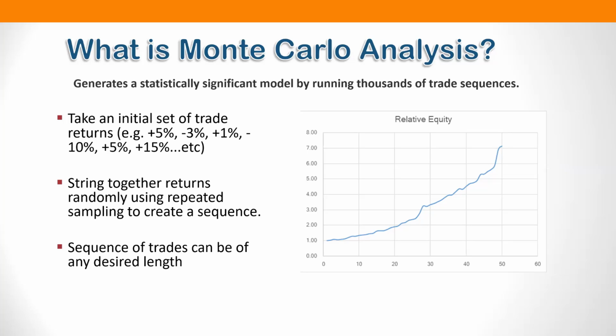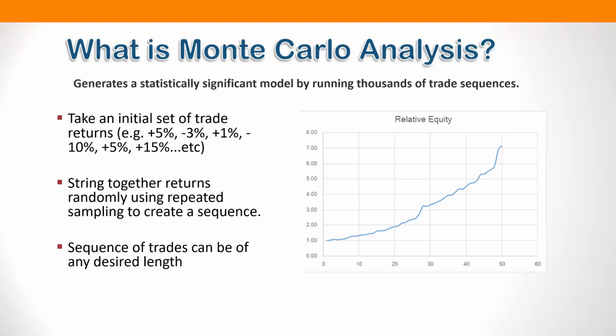So for instance, you may have run a backtest or somehow figured out that some trades in your plan were going to make, say, a sequence of plus 5%, minus 3%, plus 1%, 10%, etc. But when you think about that, that's really only one possible sequence. If you've done a backtest and run it through the whole year, it's laid out for you a sequence of trades for that year.